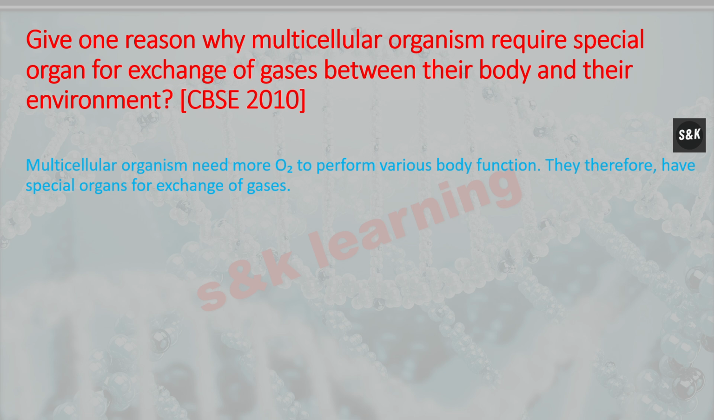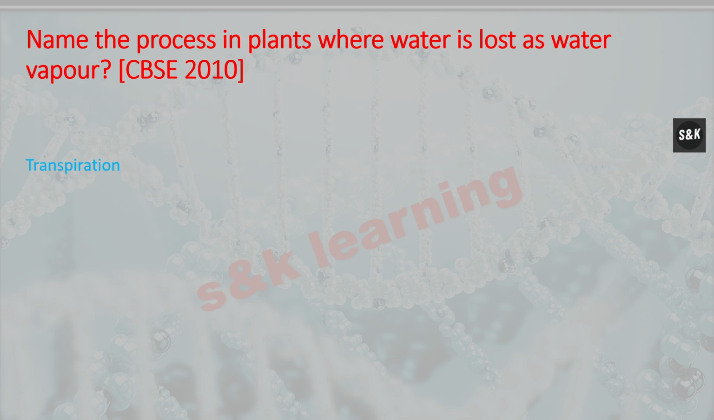Give one reason why multicellular organisms require special organs for exchange of gases between their body and their environment. The answer is, multicellular organisms need more oxygen to perform various body functions. They therefore have special organs for exchange of gases.